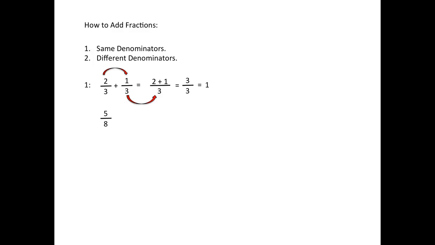Another example, 5 divided by 8 plus 7 divided by 8. Because the fractions have the same denominator, you keep the same denominator, in this case 8, and you add the numerators. 5 plus 7 equals 12 divided by 8, and you simplify, divided by 4, and the answer is 3 divided by 2. The second type is when you have different denominators.